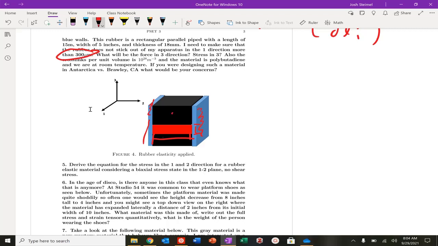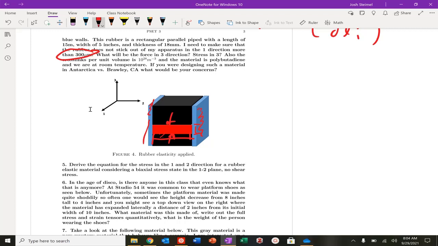So there's some force that's exerted here that's going to compress it, and then the material is going to jut out in this direction. So there's no real force in the 1 direction. So essentially that's what's happening in this problem. There is some force in the 2 direction as well, but we'll get into that. That's a problem for another day.